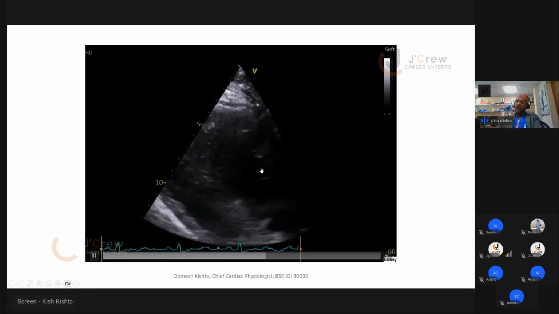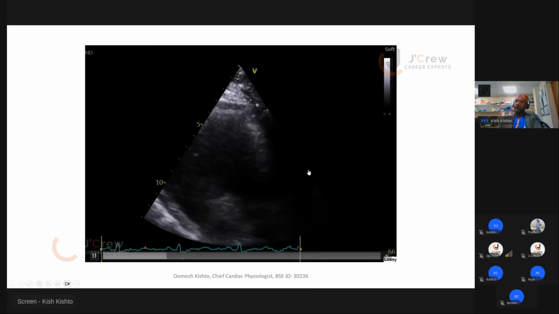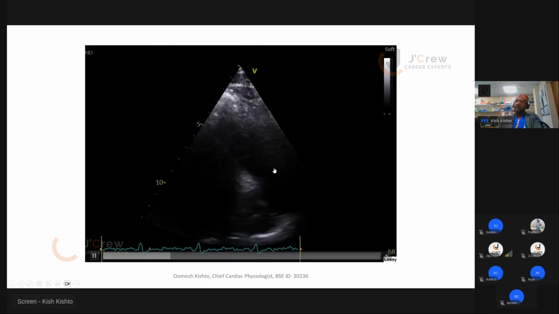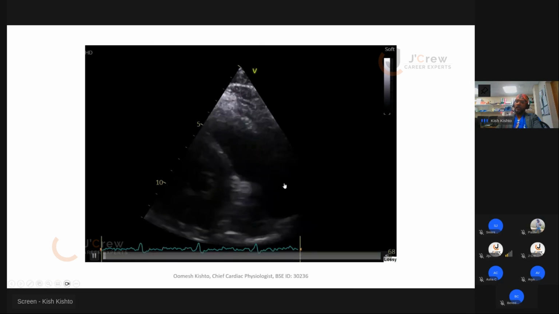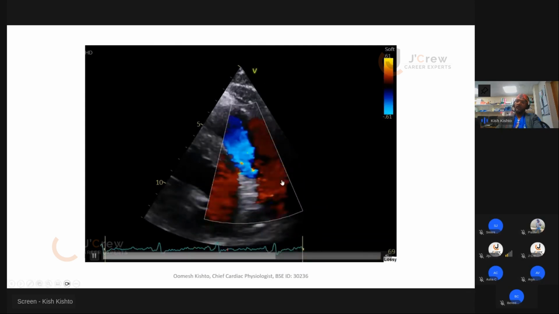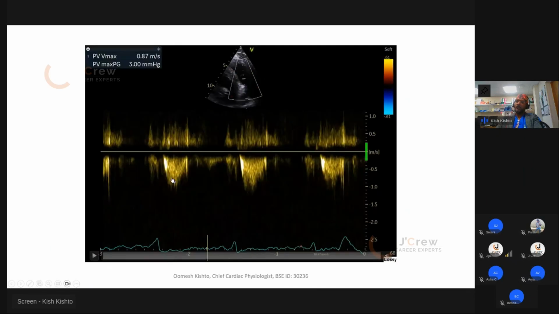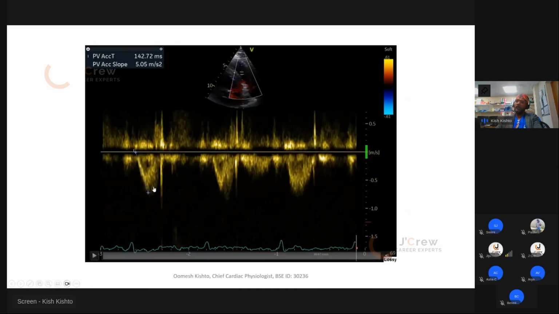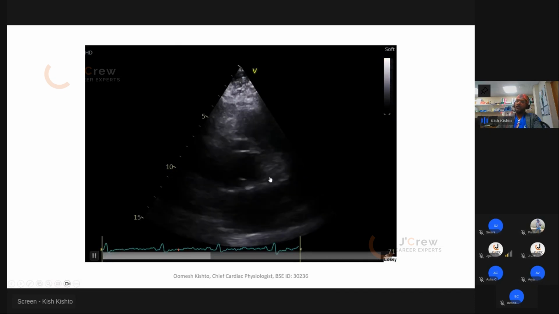Again, here you can see the tricuspid valve there, and that would be your MPA there. Okay, and put the color on to see if there's any regurgitation. It's trivial there. And again, you just measure the forward flow of the PV, acceleration time, in short axis view.